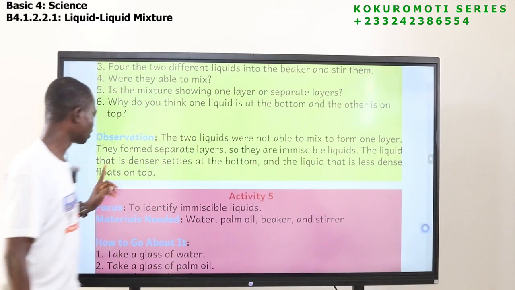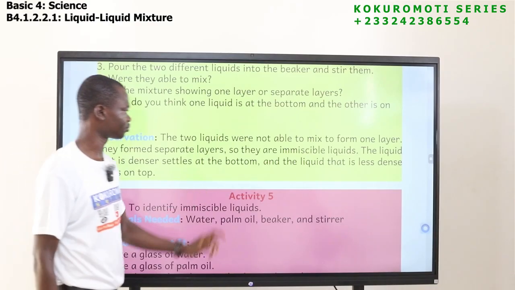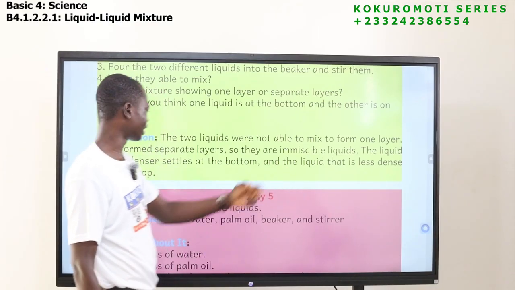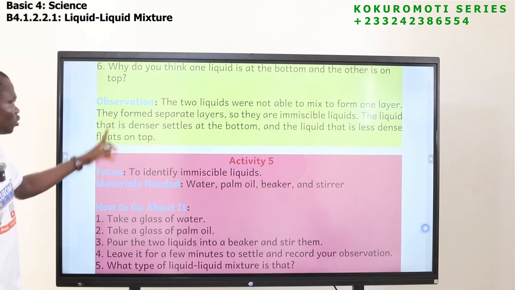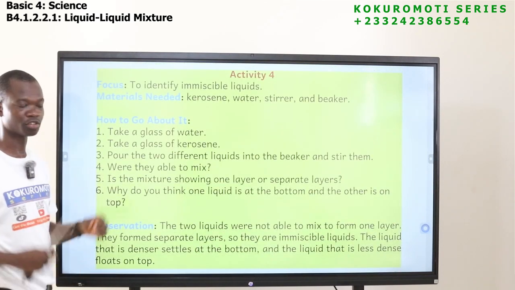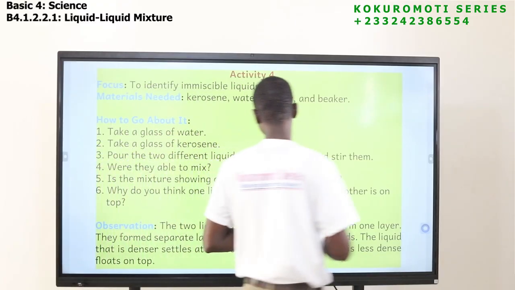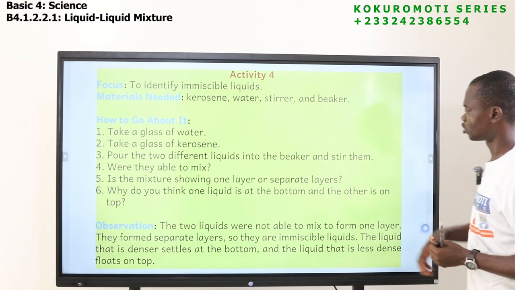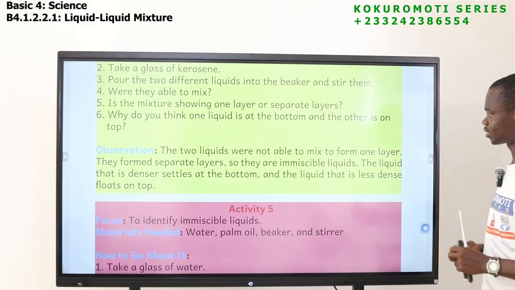The liquid that is denser settles at the bottom, and the liquid that is less dense floats on top. So that is what you should know. If you have kerosene and water and you mix them, kerosene will be on top of water. Kerosene will be on top of what? Water. So you see that water is heavier, or denser.